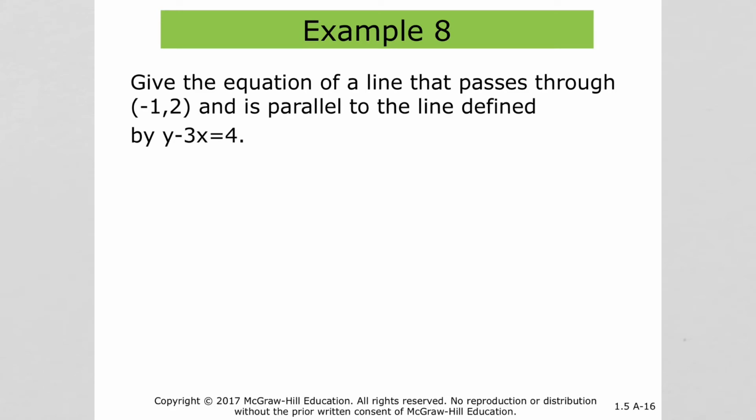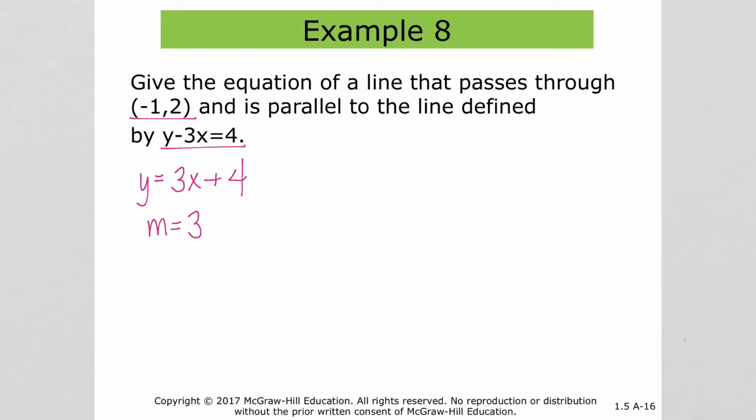For this next one, we're going to find the equation of the line that is parallel to this line and goes through this point. So first we need to solve this equation for y. So we get y equals 3x plus 4, and we add 3x to both sides. And we need to discover, well, what's the slope of that line? It's 3. So the slope of the parallel line will also be 3.